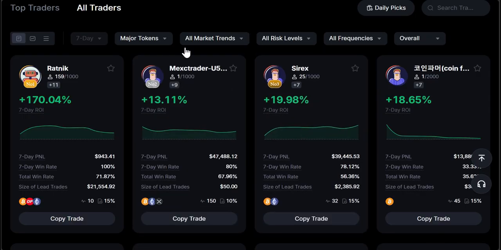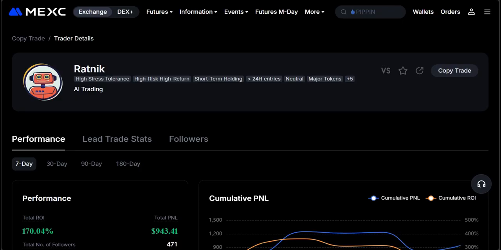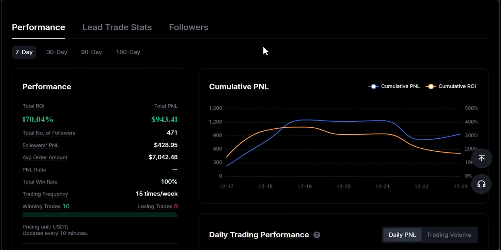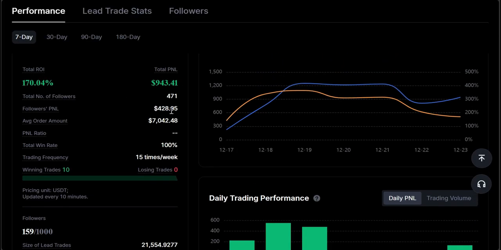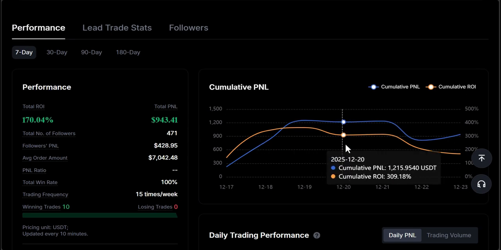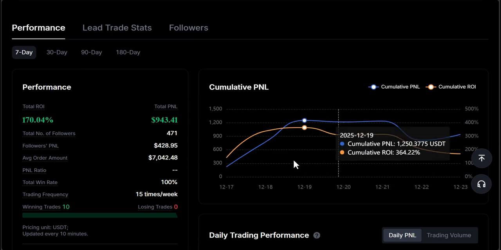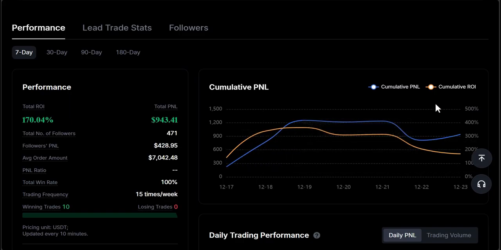Once you've narrowed down your list, click on a trader's profile to see all their detailed stats. Focus on these key metrics: followers, P&L. If this is negative or barely positive, that's a massive red flag. Skip them. Cumulative profit ROI chart: look for steady upward growth. Big spikes and crashes mean high risk and you could get liquidated.